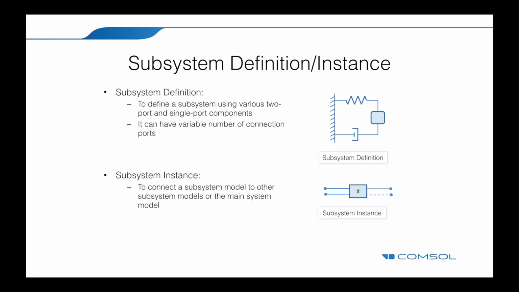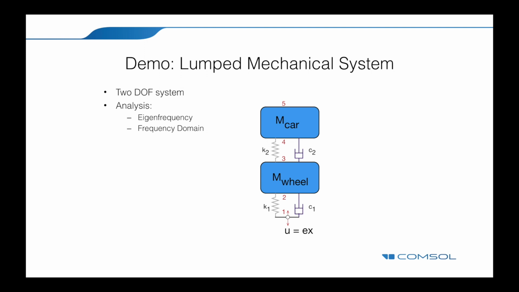And our first example is a so-called quarter car model, where we will use the example that can be seen in the figure. So it's a simple 2-degree of freedom model, and we will use an eigenfrequency study and the frequency domain study to see the displacements and forces and acceleration of this model.